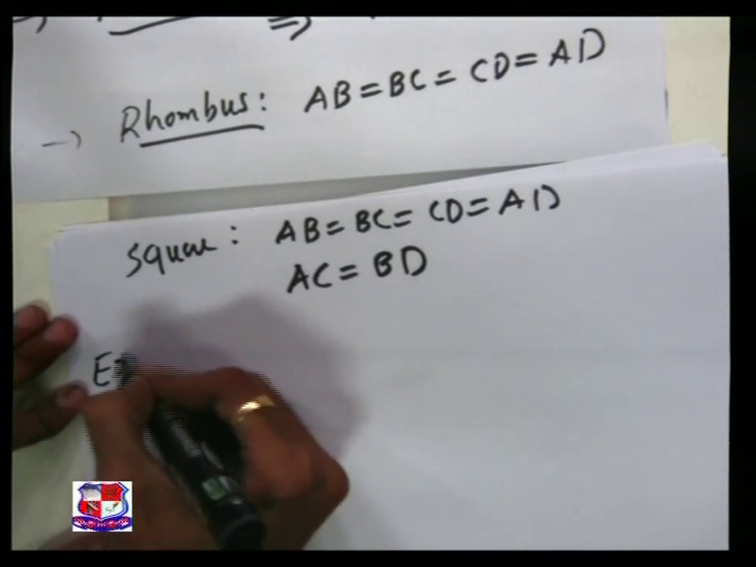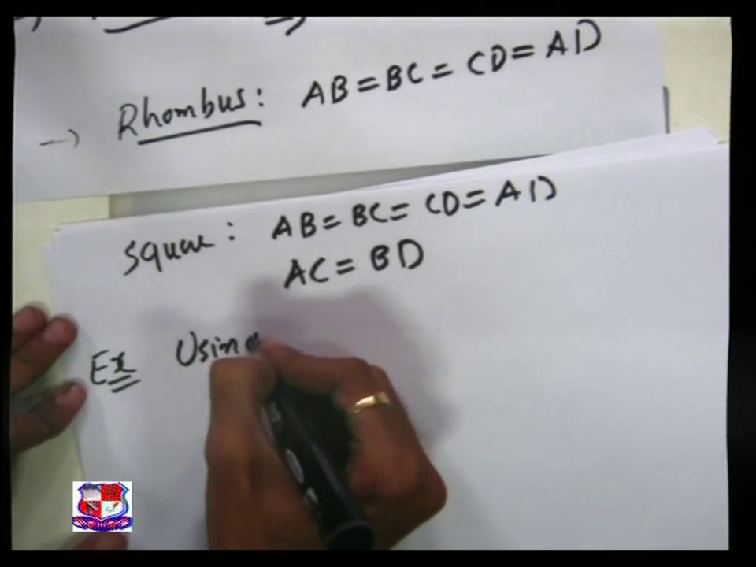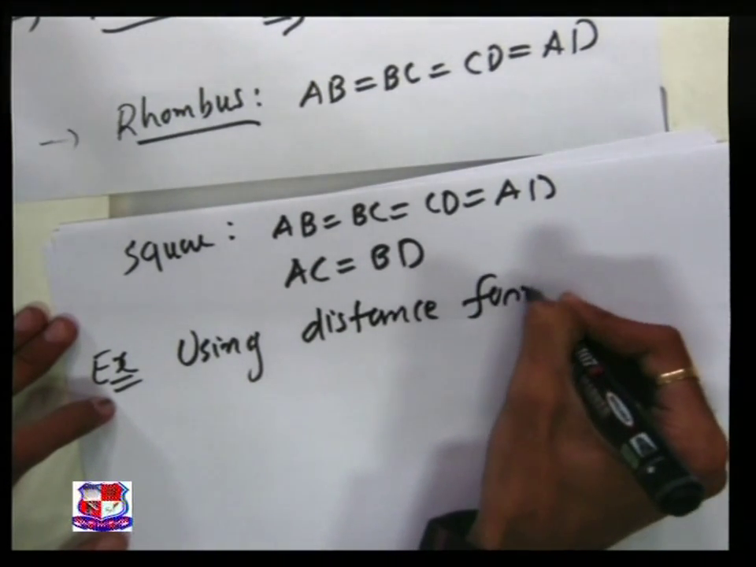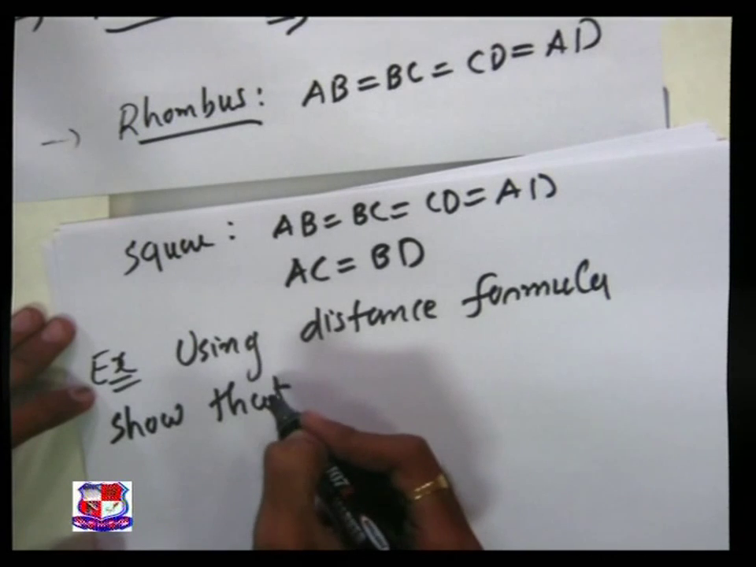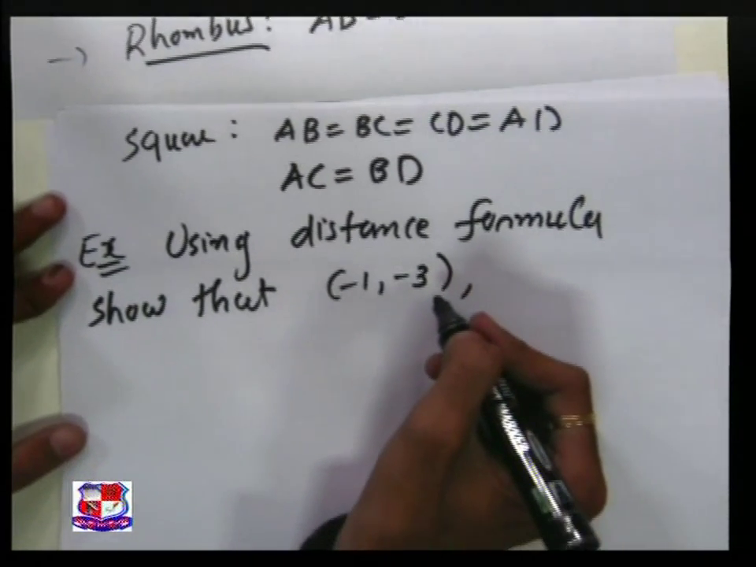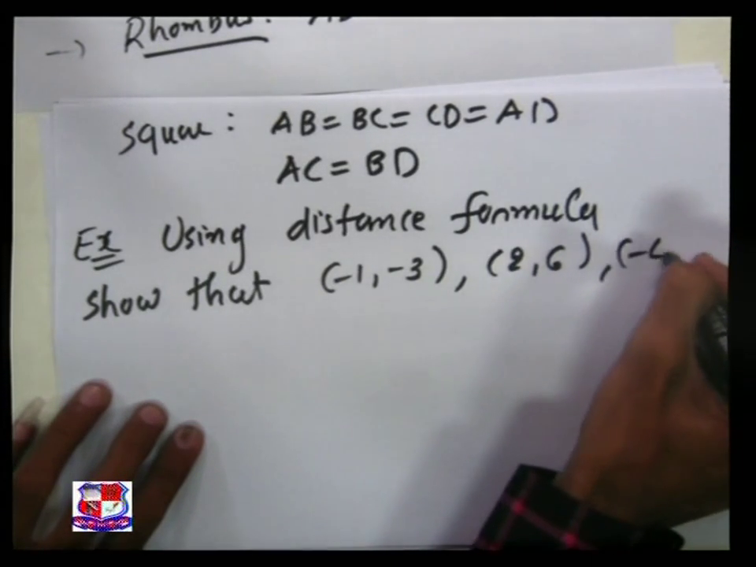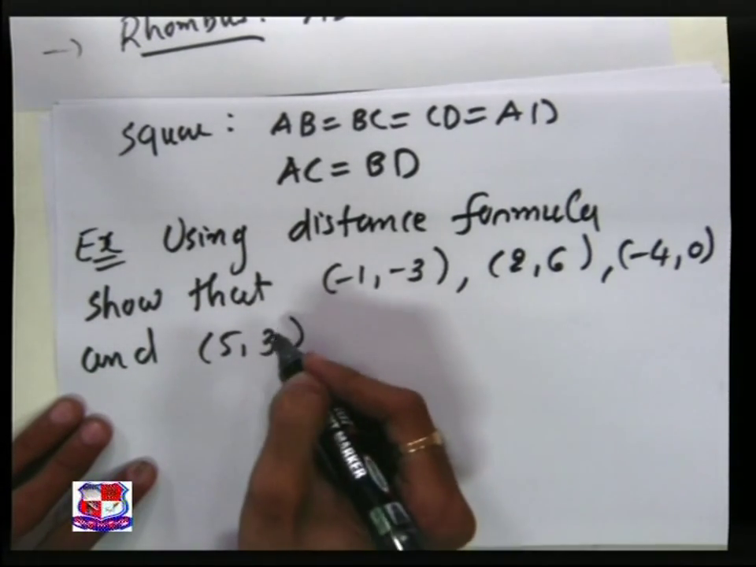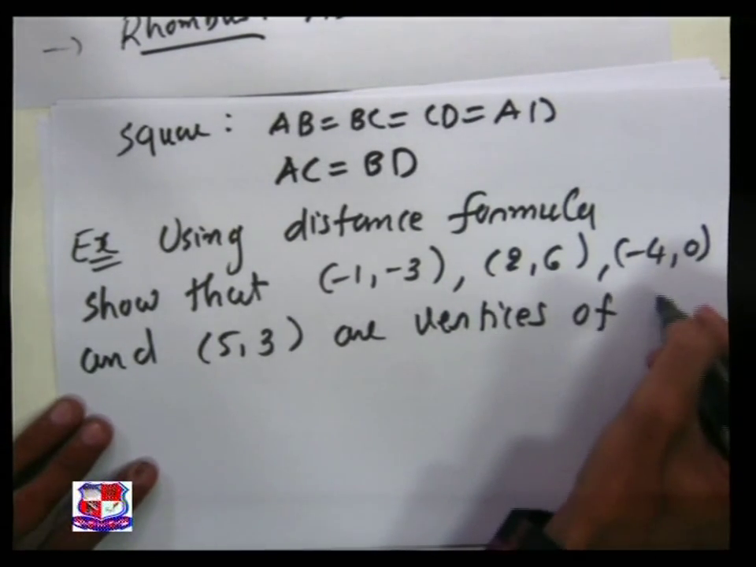If we look at the example, a question is: using the distance formula, show that the points (-1, 3), second point (2, 6), third point (-4, 0), and (5, 3) are vertices of a rectangle.